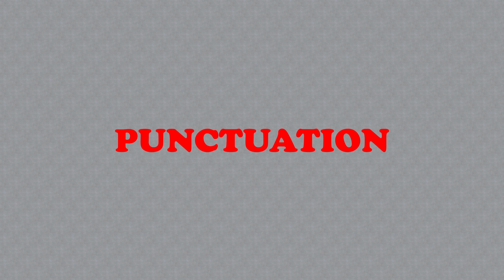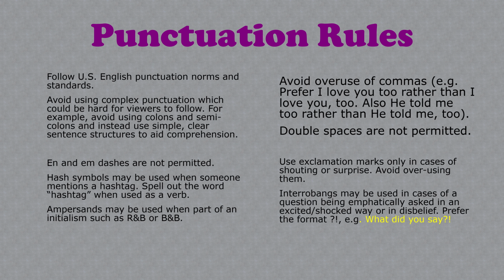This section covers punctuation. 1. Follow US English punctuation norms and standards. 2. Avoid using complex punctuation which could be hard for viewers to follow. For example, avoid using colons and semicolons and instead use clear, simple sentence structures to aid comprehension. 3. Avoid overuse of commas. For example, prefer I love you too rather than I love you, too. Also, he told me to rather than he told me, to.